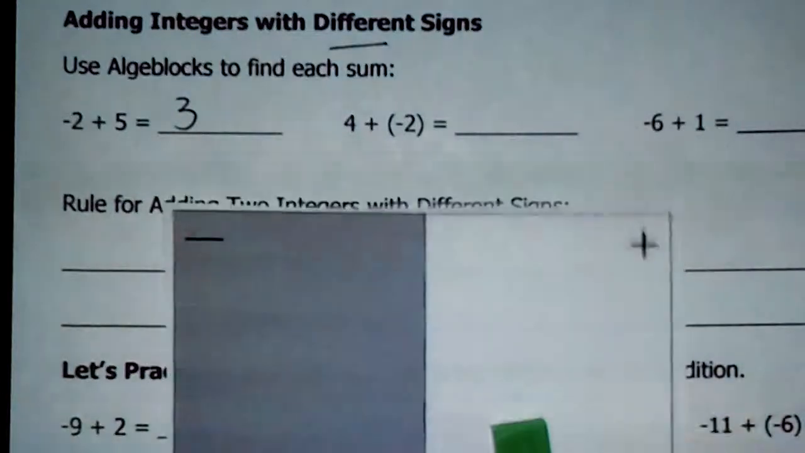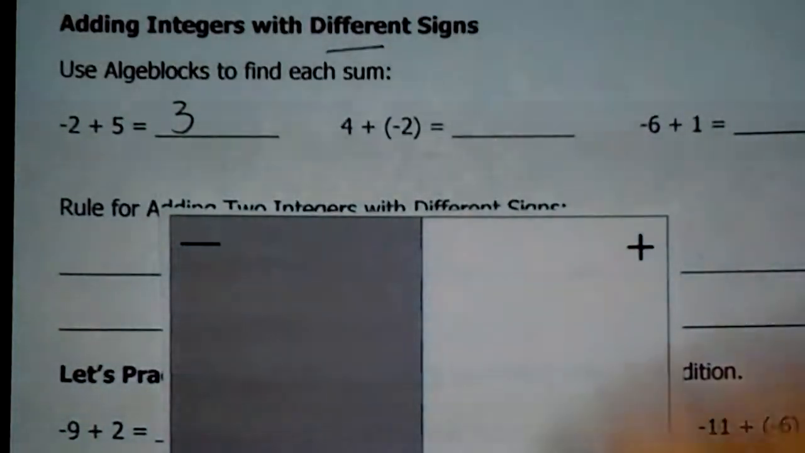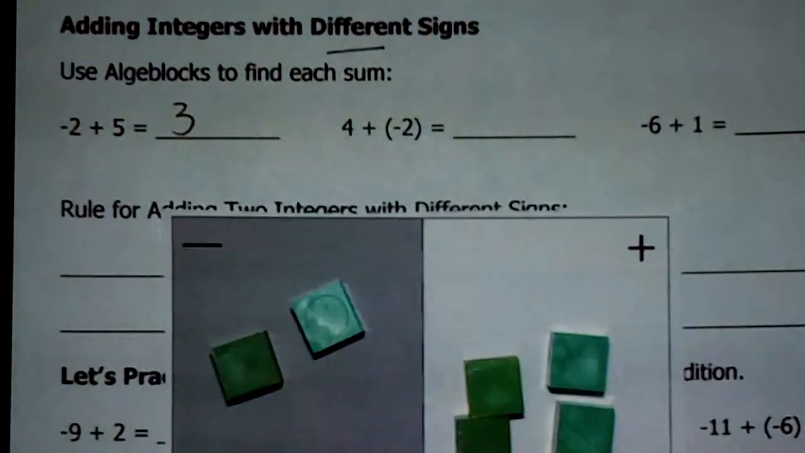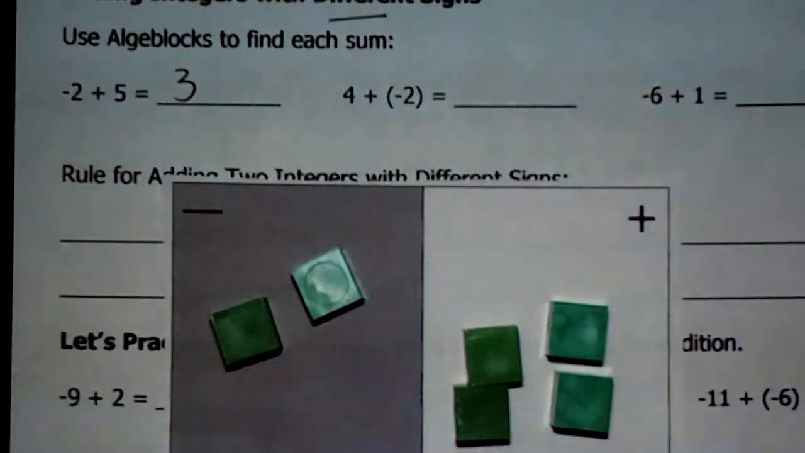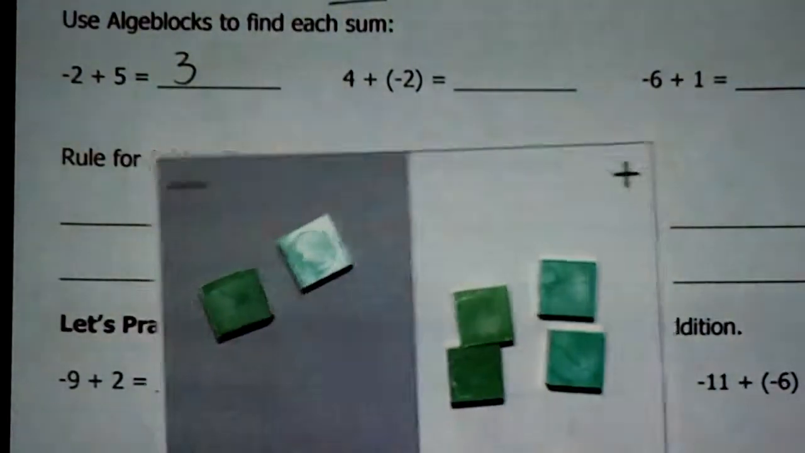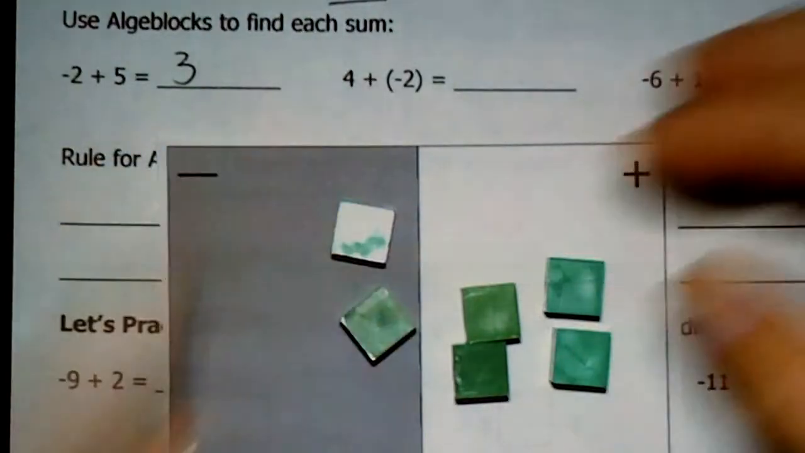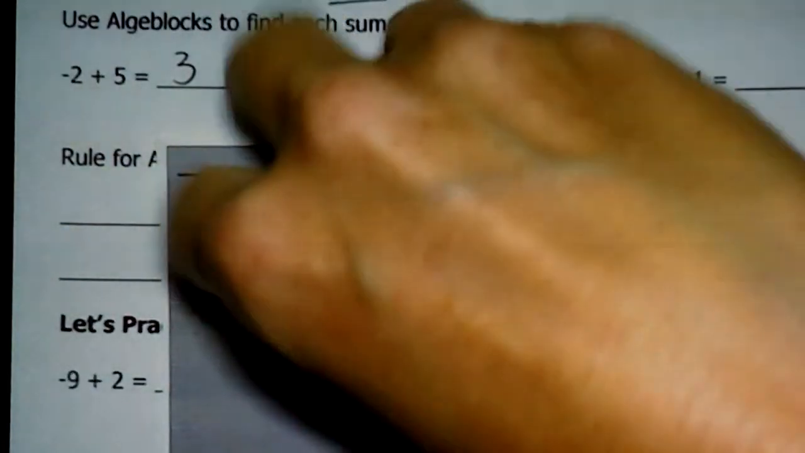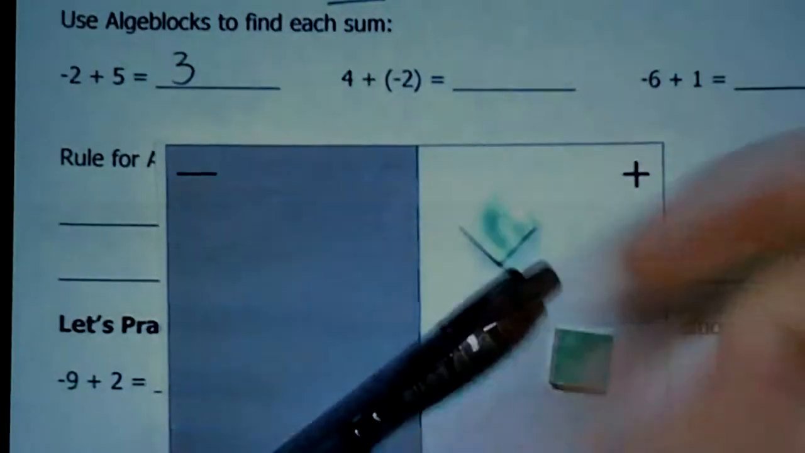Let's try another one. I have 4 plus -2. So that means 4 positives, 2 negatives. I don't have 6 of any one kind of block, do I? But I do have 0 pairs I can make. Those 2 negatives will cancel out those 2 positives. I can remove them, and we're left with a +2.